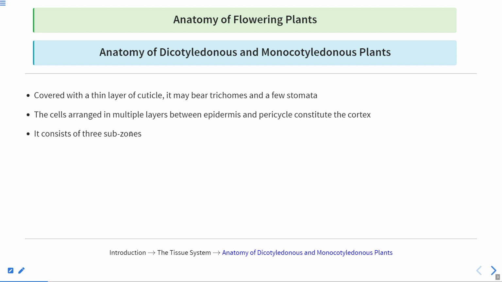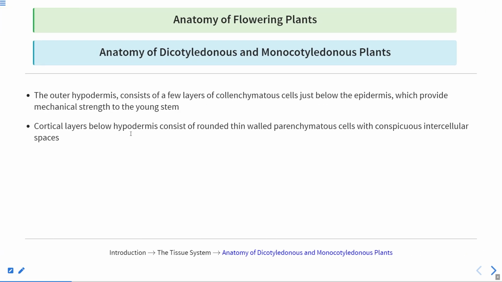Now we have to see what these three subzones are. The outer is the hypodermis, which is made up of a few layers of collenchymatous cells. We have already discussed this. The hypodermis is made up of collenchyma cells, which have no intercellular spaces in between. It is present just below the epidermis and provides mechanical strength to the young stem.